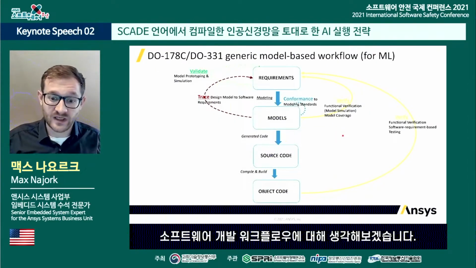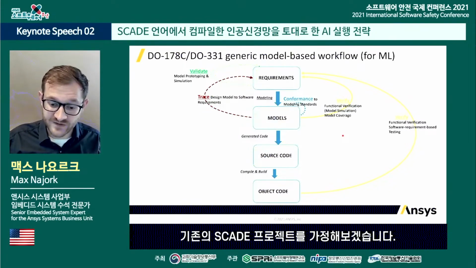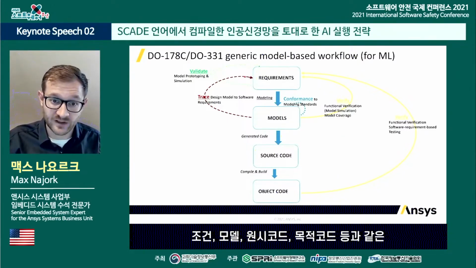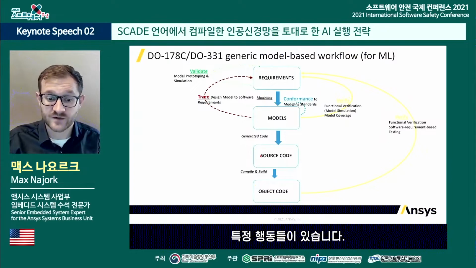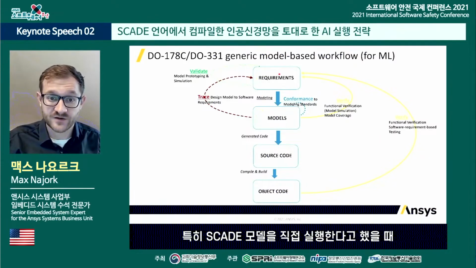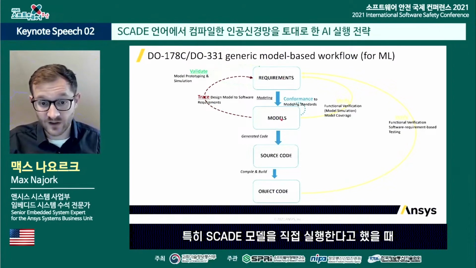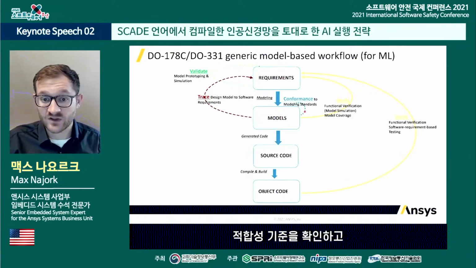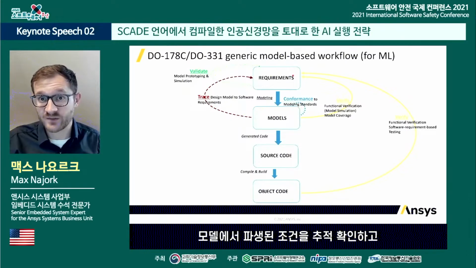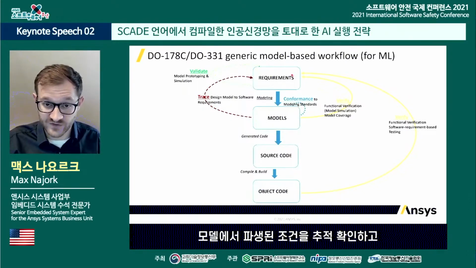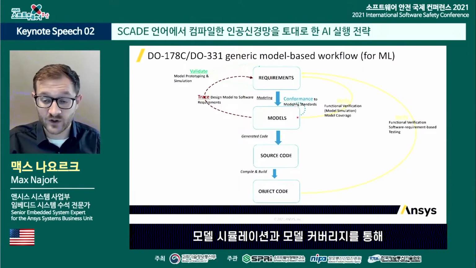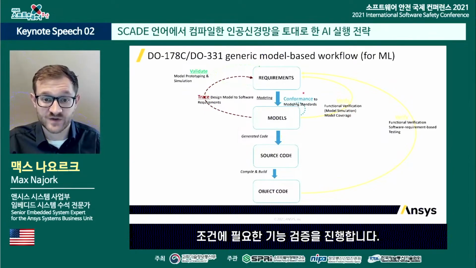Now, if we think about the software development workflow, based on conventional Scade projects, we have the typical activities of requirements, models, source code, and object code. Typically we implement the Scade model manually. We check it conforms to standards. We trace it back to the system requirements, or the requirements from which the model is derived. And we also perform functional verifications through model simulation and model coverage against these requirements.